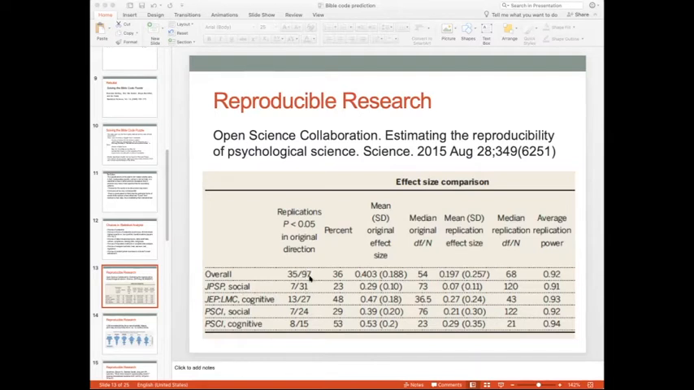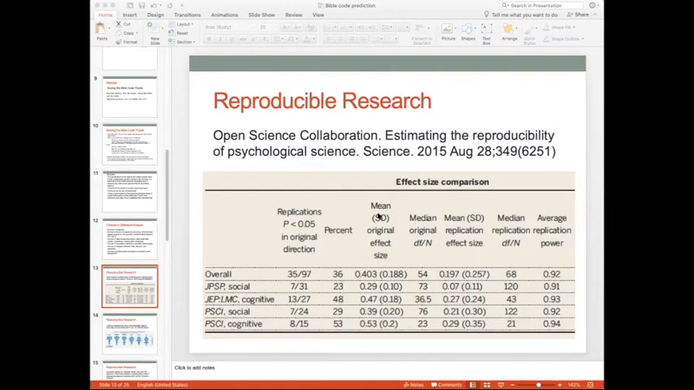They found a significant association or effect. And when they tried to reproduce them, only 35 of them showed statistical significance. So that's the first line overall. The percentage they could reproduce is 36%.